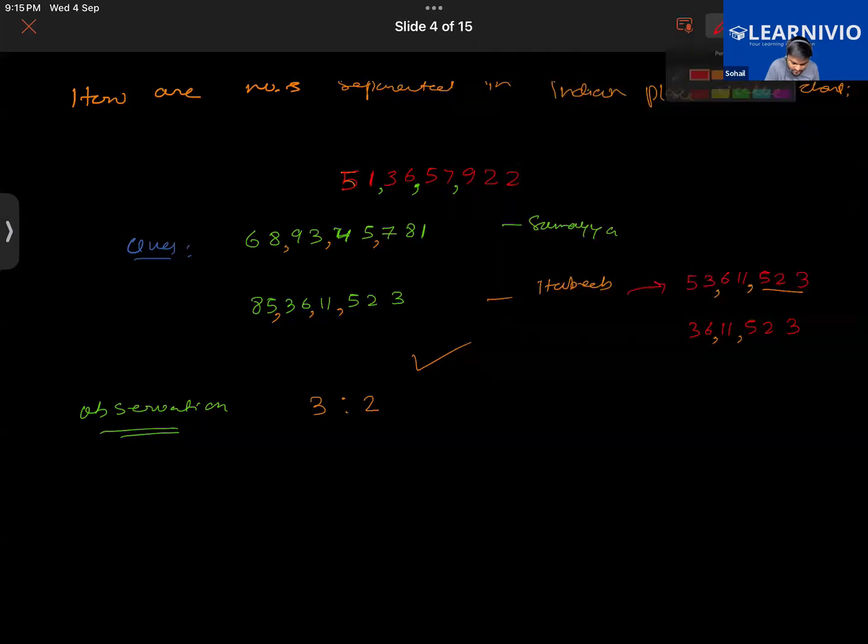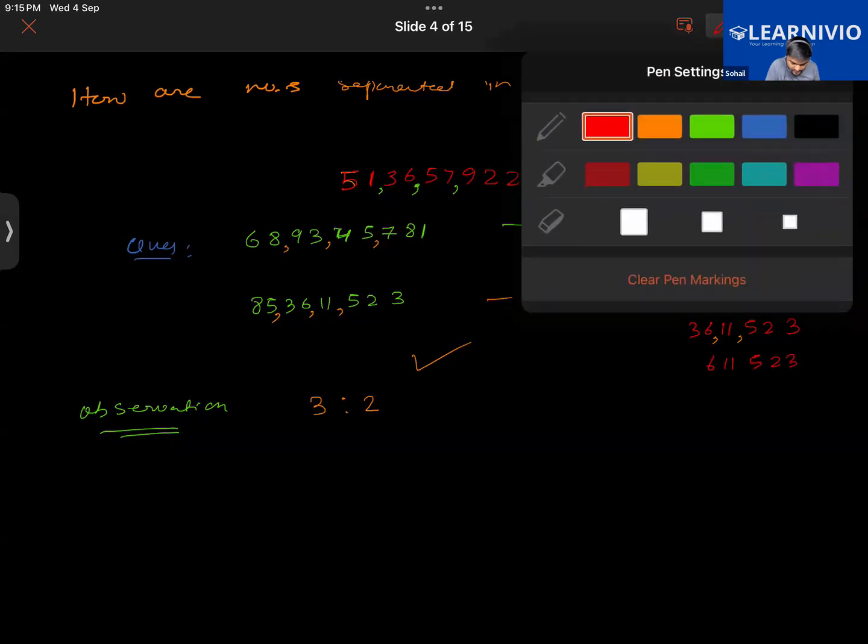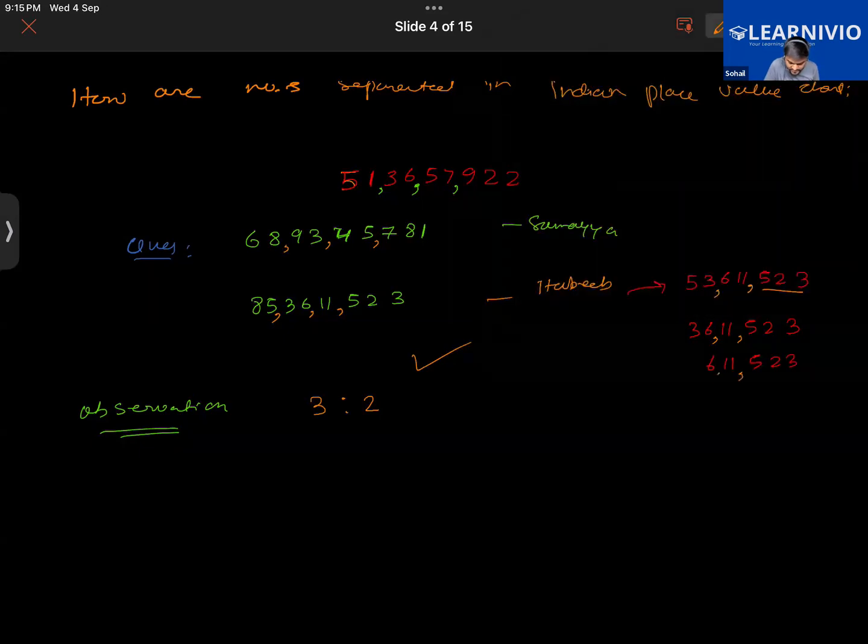Now take one more number, let's say 611523. Then you would be placing the comma here and then here. Now in this situation, from the left side only one number is there. The comma is placed after one digit. Okay, now? So it is varying now.